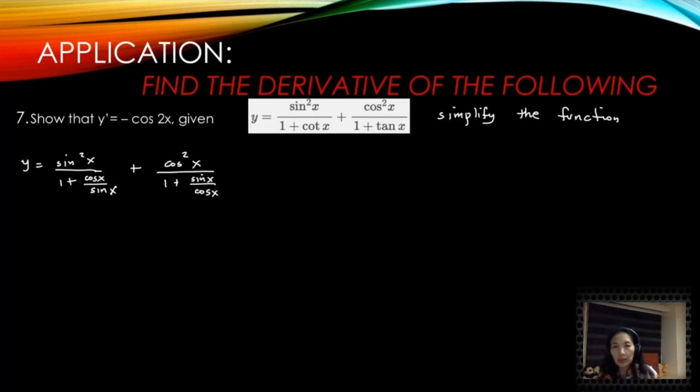Take note that we ended up with some complex fractions here. Okay? The first is a numerator over a complex fraction. So both are complex fractions. So let's express them into a single fraction only by first.